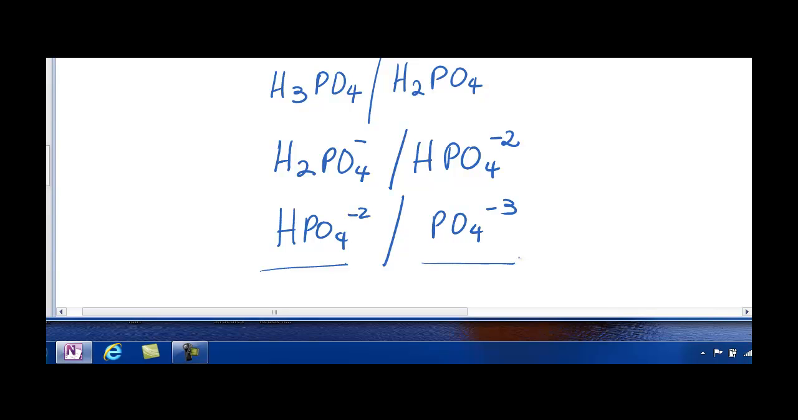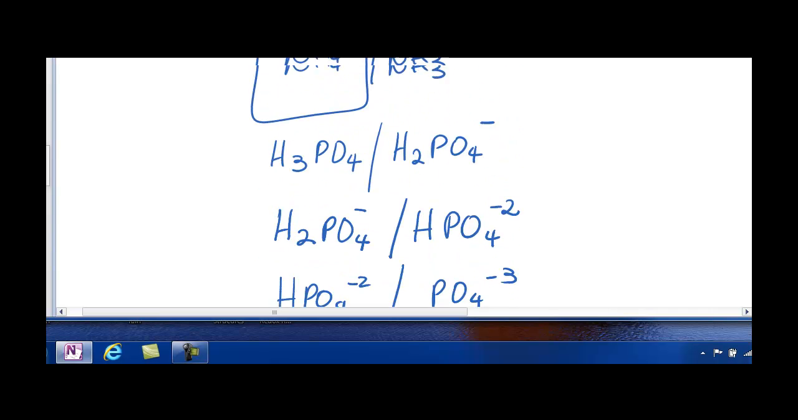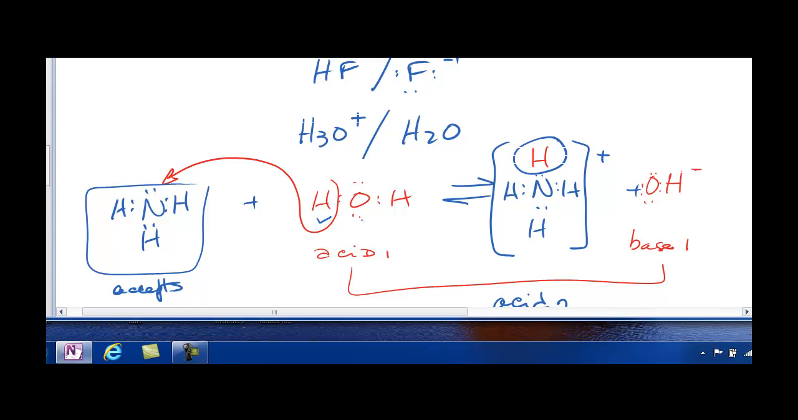Yes? Can ammonia be an acid? What would be the conjugate base of ammonia? I remove an H. So instead of three H's, I'm going to have two. And I need a what charge, guys? Minus. So yes, ammonia could behave as an acid or it could behave as a base. In my second example, I had ammonia as a base because it's reacting with water, because it's reacting with a substance that's more acidic than itself.